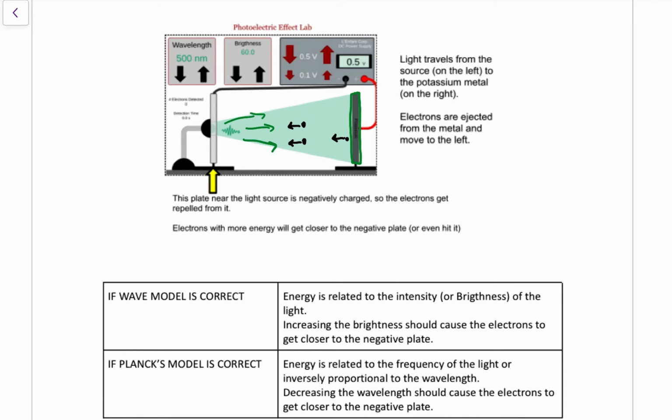In the simulation, we can program, that's what these buttons up here are, this plate back here to be a little bit negative. By making it a little bit negative, the electrons get kicked out of the plate and they start approaching that plate, but because the plate is charged negatively, at some point they'll be repelled away from that plate. The bottom line is electrons with more energy will get closer to the negative plate. So this is a way that we can eyeball how much energy the electrons have.